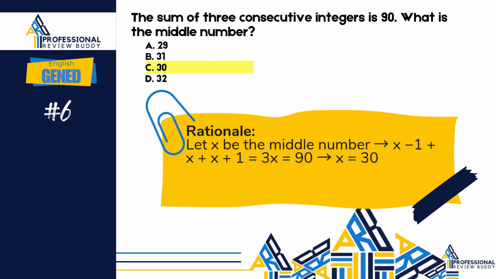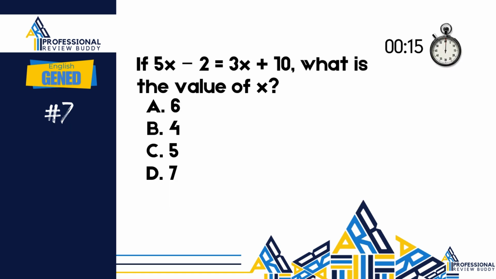The sum of 3 consecutive integers is 90. What is the middle number? Let x be the middle number. (x - 1) + x + (x + 1) = 3x = 90, so x = 30.